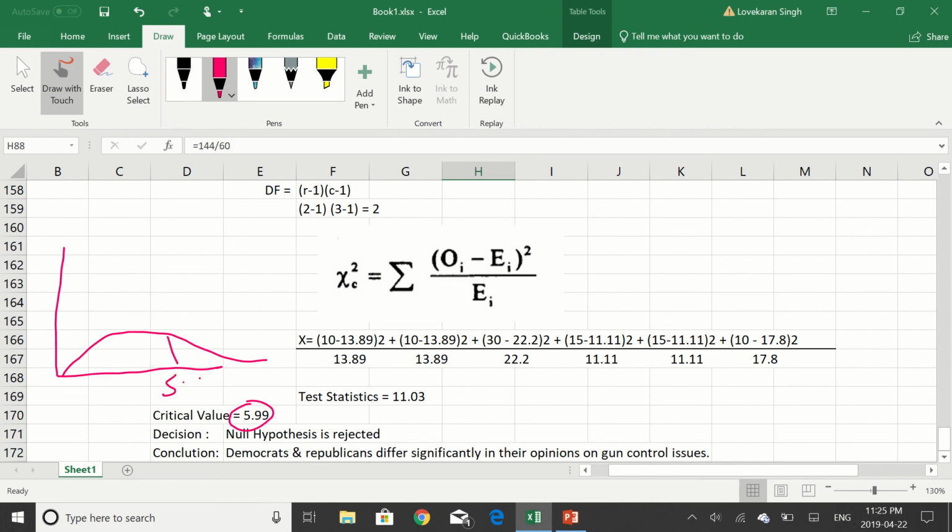Here was our critical value, and as 11.3 is greater than our critical value, we reject the null hypothesis. Our conclusion is that Democrats and Republicans differ significantly in their opinion on gun control issues. So we got the answer: we reject the null hypothesis.